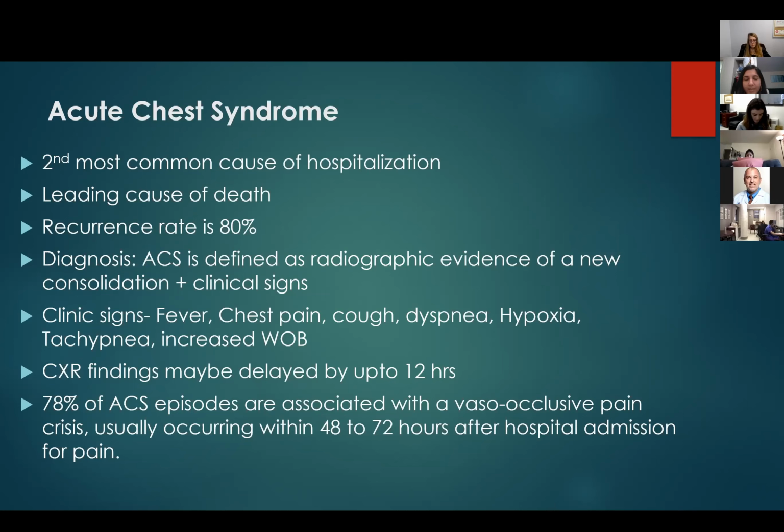And these are almost always associated with a vasoocclusive pain crisis and usually occur within 48 to 72 hours after hospital admission for a pain episode. And especially if the patient is having rib cage pain, those are the ones that are at a higher risk of acute chest syndrome.